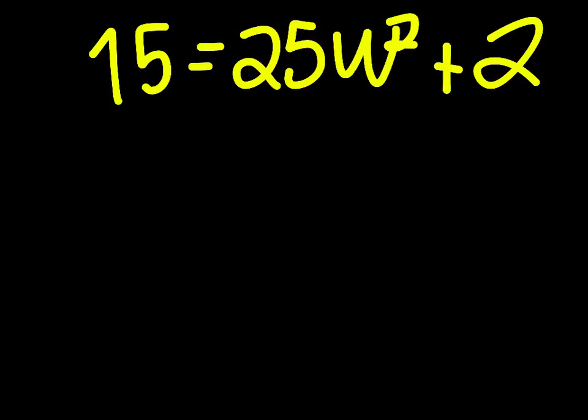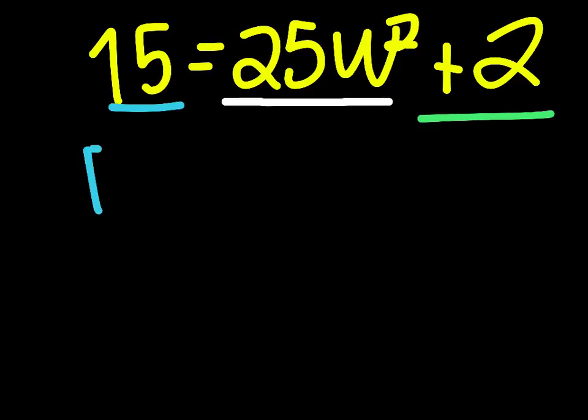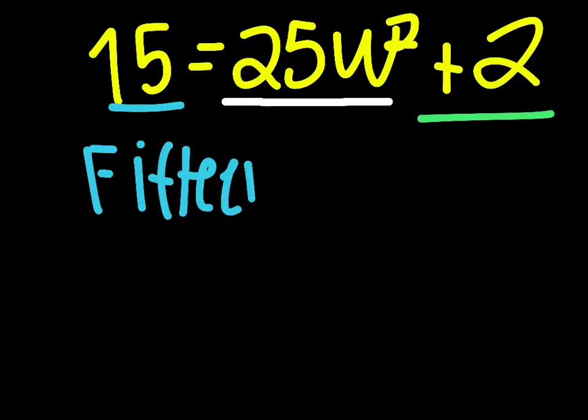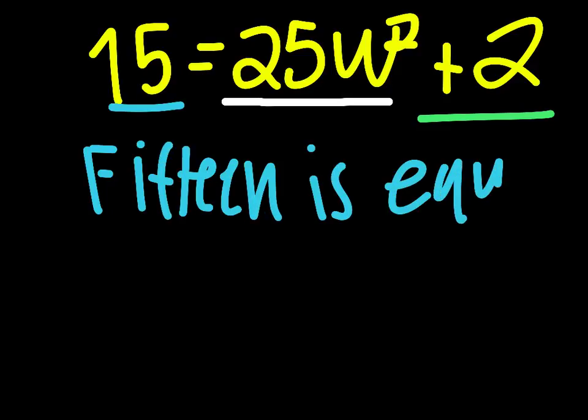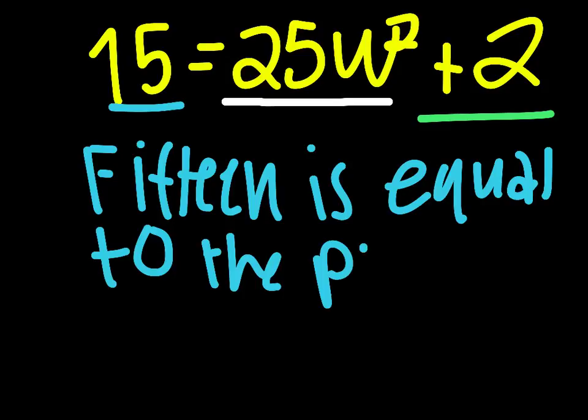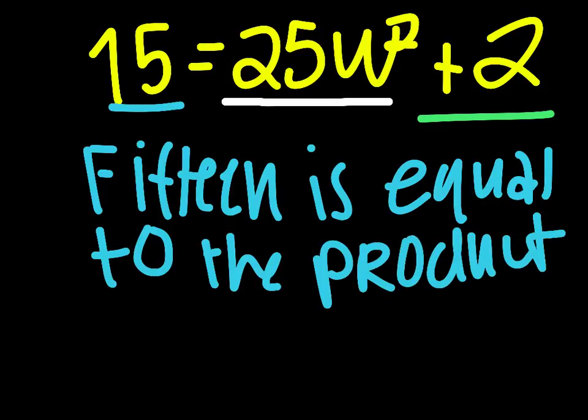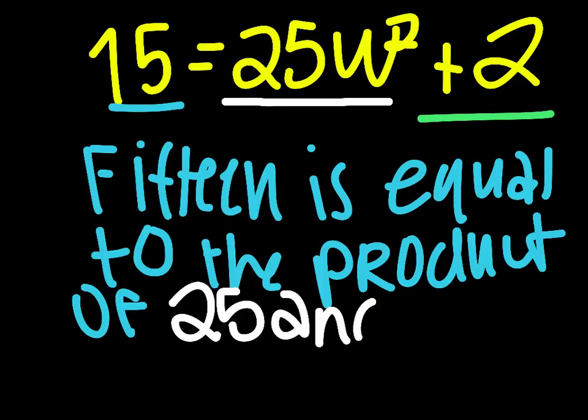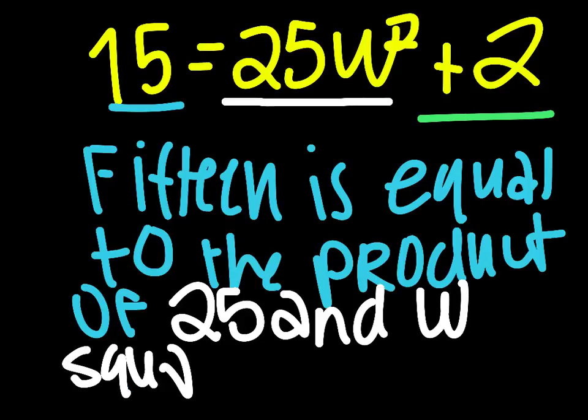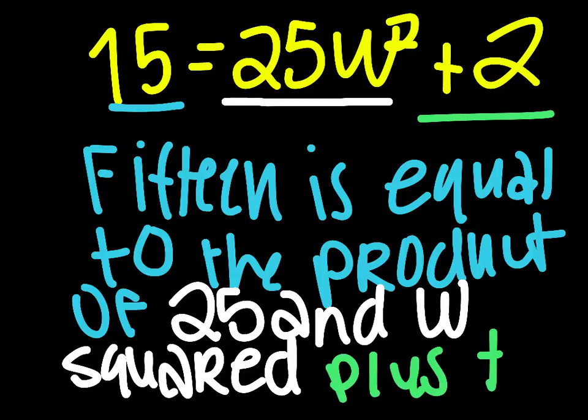So what you get is, let's kind of separate these. So we have 15 is equal to the product of 25 and w squared plus 2.